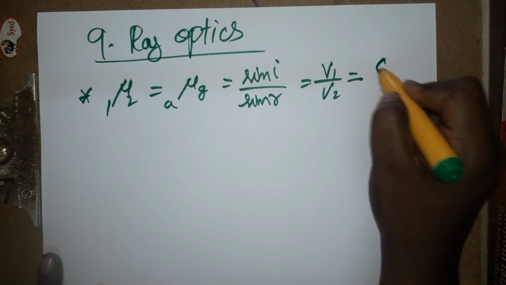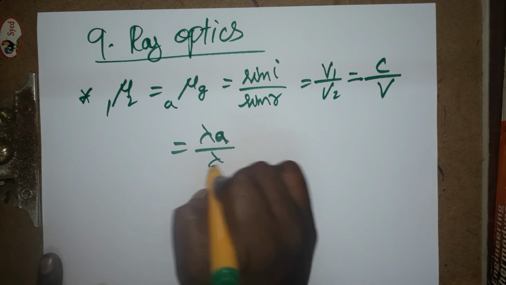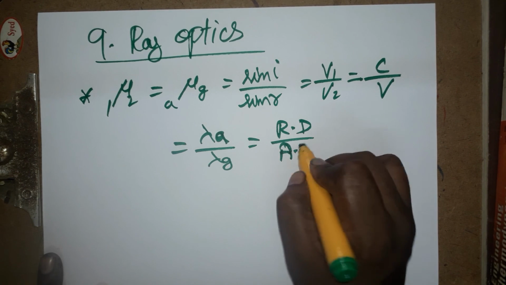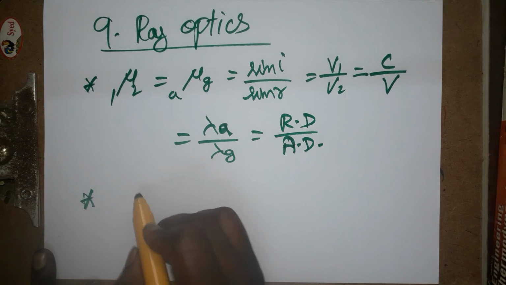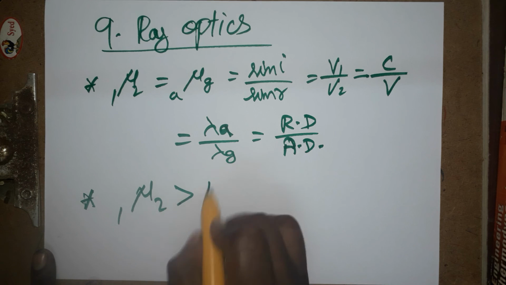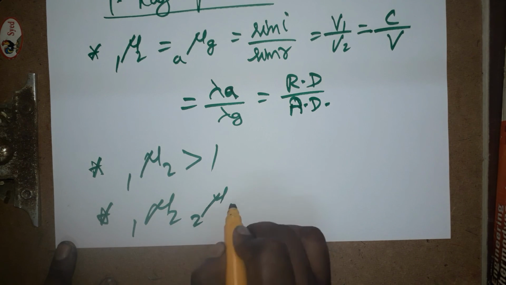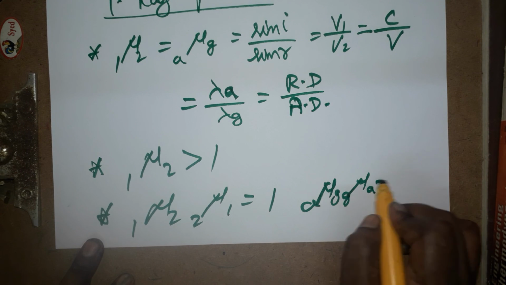It's the common formula: c divided by v, or wavelength in air divided by wavelength in glass, otherwise real depth by apparent depth. You can take whichever formula you want. This is called refractive index. Absolute refractive index is always greater than 1. For the reversibility principle, mu of 1 to 2 times mu of 2 to 1 is equal to 1. The same formula: air to glass times glass to air is equal to 1.